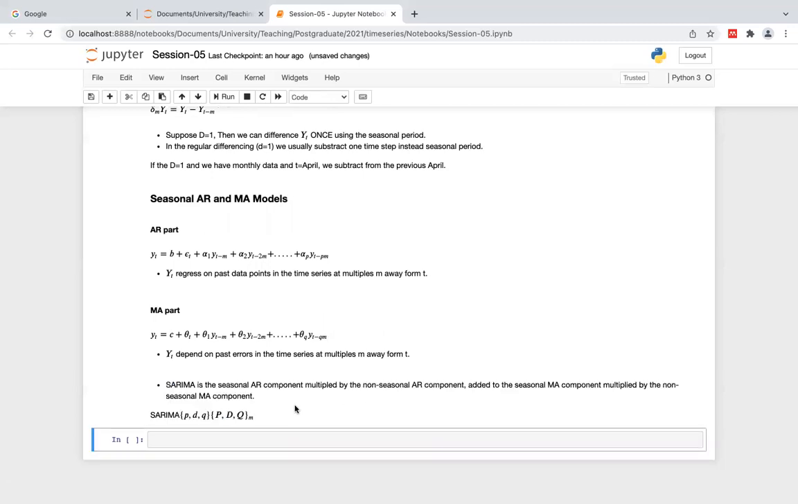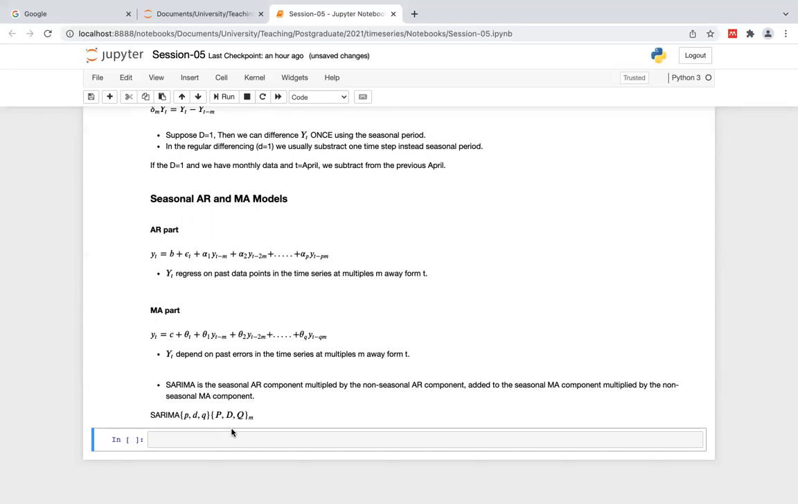The SARIMA is the seasonal AR component multiplied with the non-seasonal AR component, then added to the seasonal MA component and non-seasonal MA component. Actually, that's this model. It's an extension of the ARIMA model, adding the seasonal component to identify the seasonal behavioral patterns of our time series data. Then we are adding 4 more parameters to the model in order to build the SARIMA model.